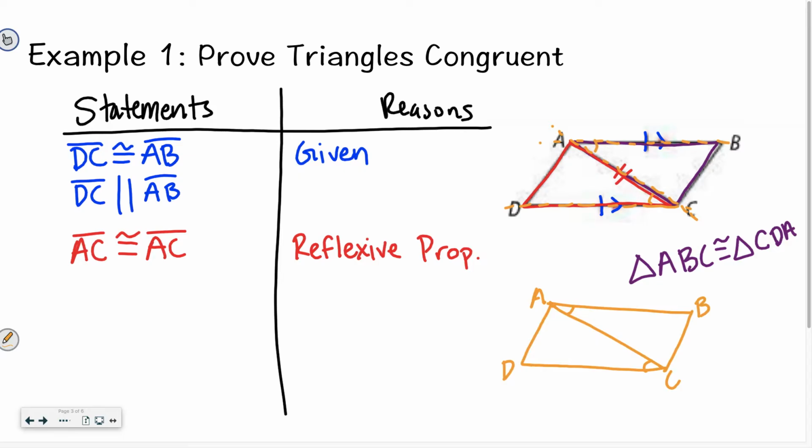So angle BAC is going to be congruent to angle DCA. And that's by the alternate interior angles theorem.